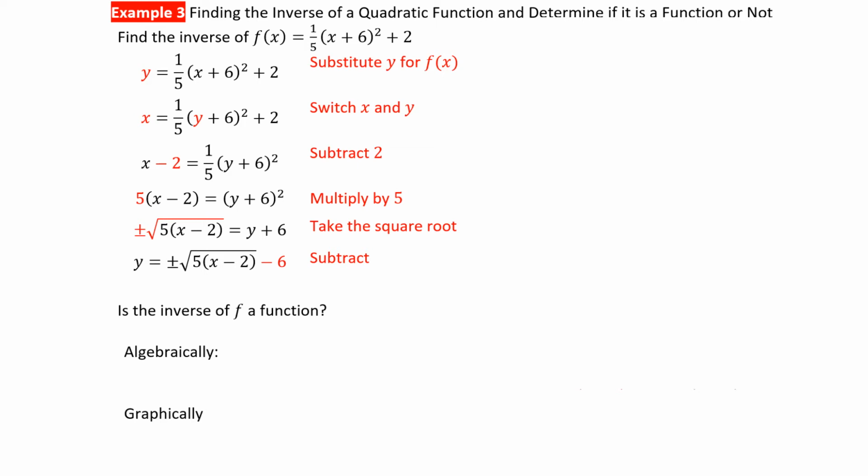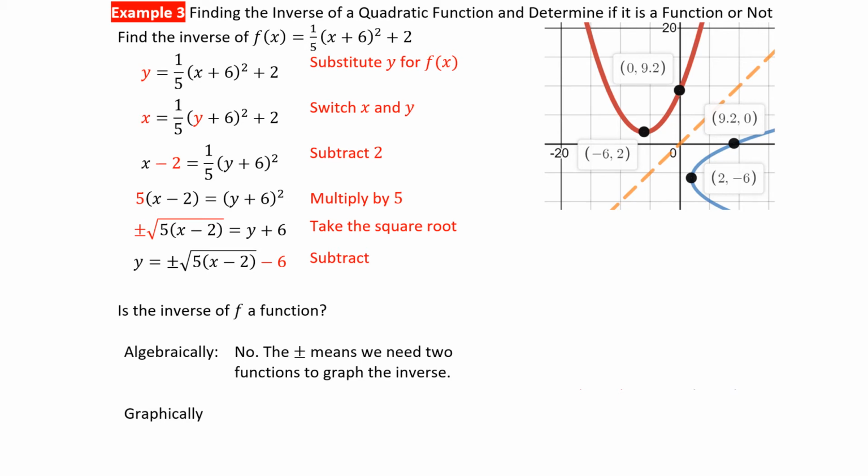Well, algebraically, we can look up at that final step and see that we have that plus or minus, and that immediately tells us that the inverse of the original function is itself not a function. Because in order to graph it, we would have to graph y equals the positive square root of 5 times x minus 2, minus 6, and also y equals the opposite, negative radical 5 times x minus 2, minus 6. So because it takes two functions to graph, y equals plus or minus is not a function. It's two separate functions coupled together, but together they are not a function.